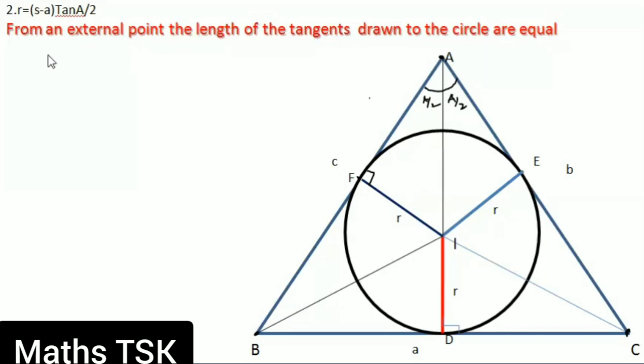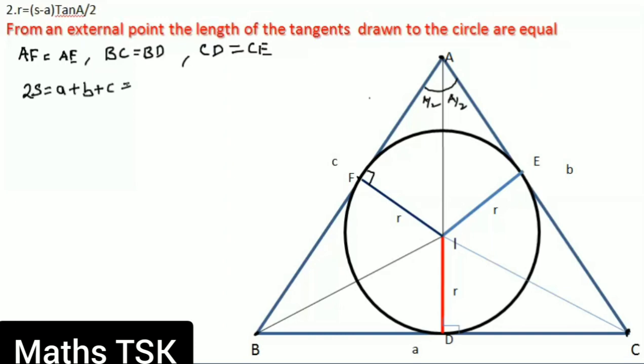So I'll write here what I said: the length of the tangent drawn from A, AF, is equal to AE. Second one is BF is equal to BD. And third one is CD is equal to CE. Okay, right. So I can write 2s as a plus b plus c.